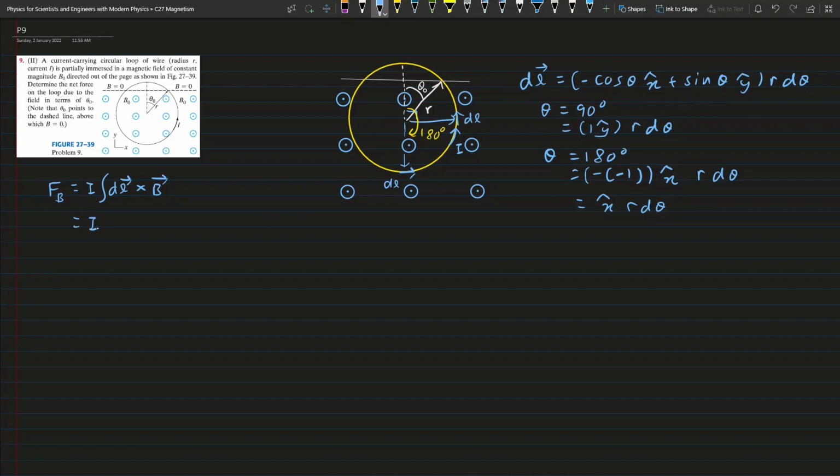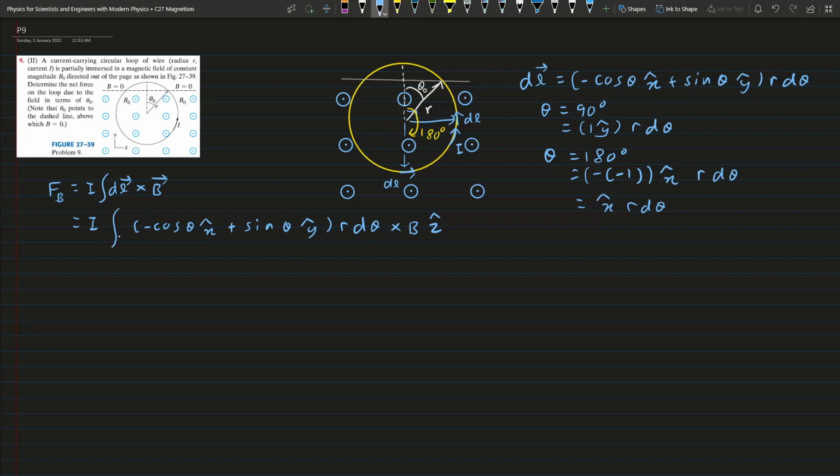Now we just substitute inside here. We have negative cos theta x plus sine theta y, d theta, cross B. In this case, we will define the B. B is out of the page. Let's use a positive z.